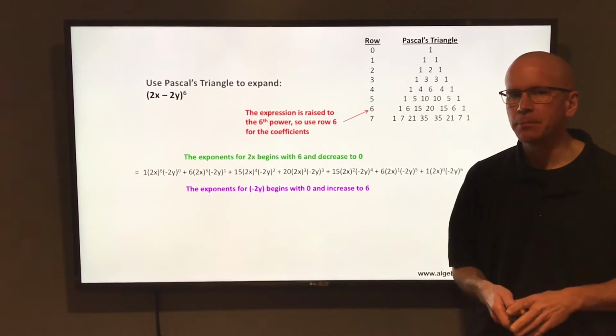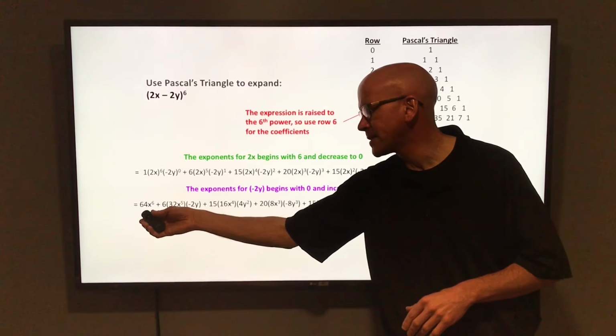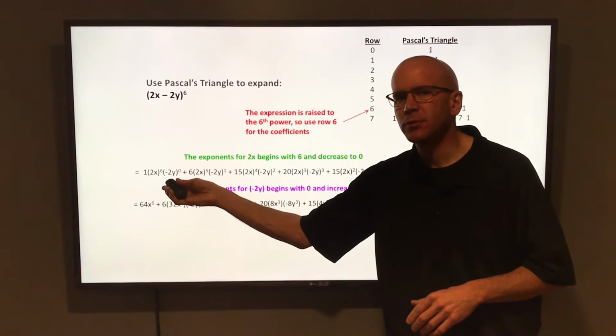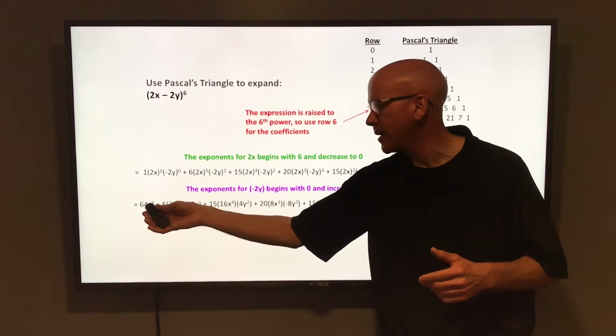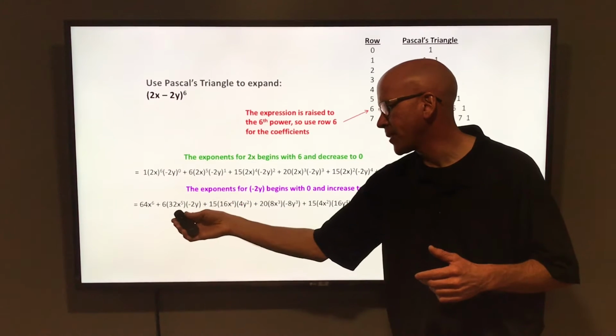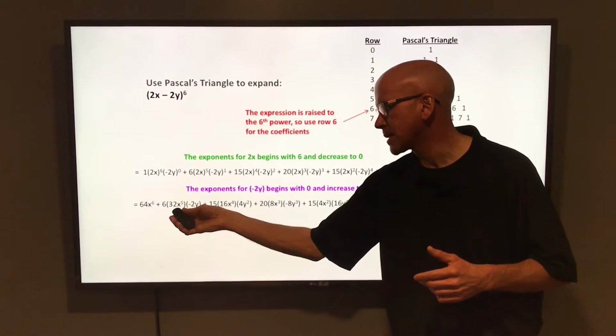All you have to do now is simplify this. Take 2 to the 6th power, that is 64. So it'd be 64x to the 6th. We don't need negative 2y to the 0, that's just 1. We don't need that 1 out in front. 64x to the 6th is fine there. Next, take 2 to the 5th, that is 32. Don't forget you have that 6 out in front, so it'd be 6 times 32x to the 5th.